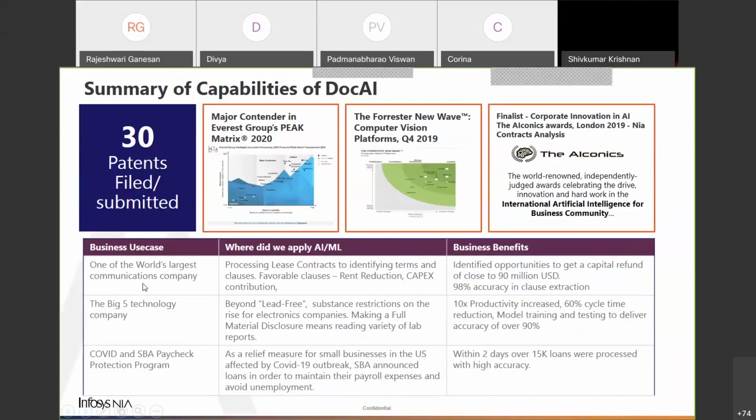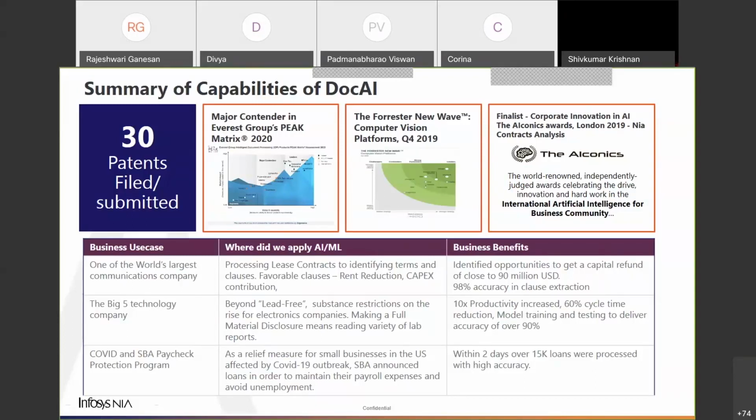The first of those is related to one of America's largest telecommunication companies, which was interested in processing a lot of their lease contracts. These are tower lease contracts all over the United States, and these are 20 year old lease contracts. They wanted to digitize these lease contracts and read the information in them to see where the opportunities are for the purpose of revenue leak detection.